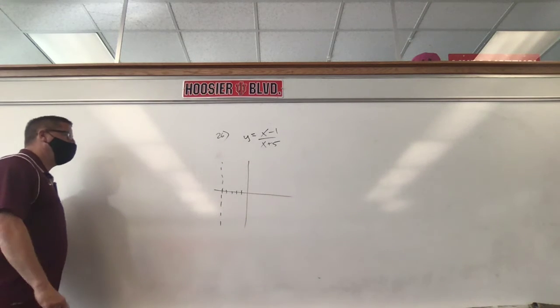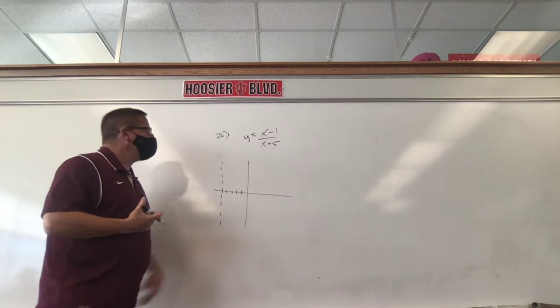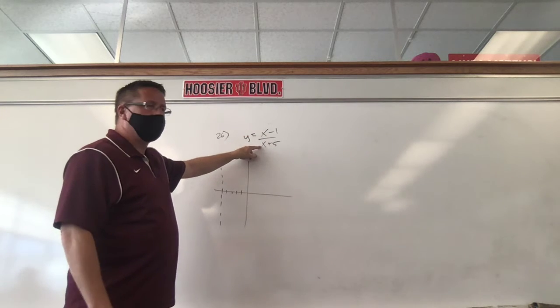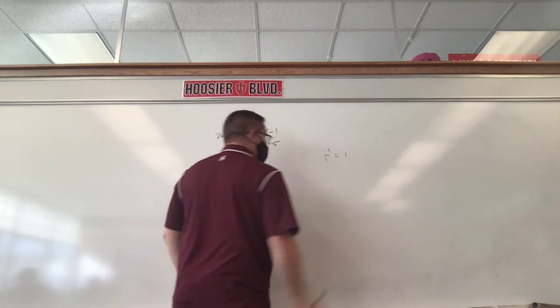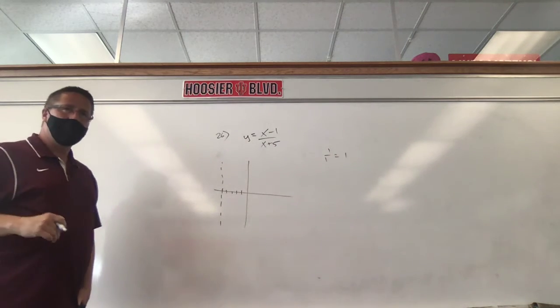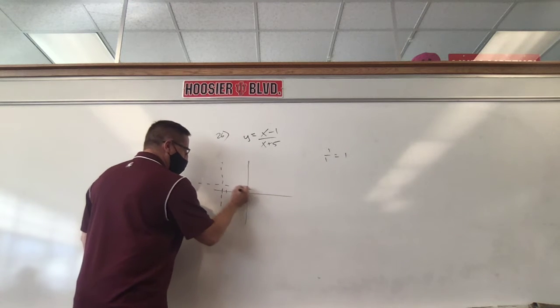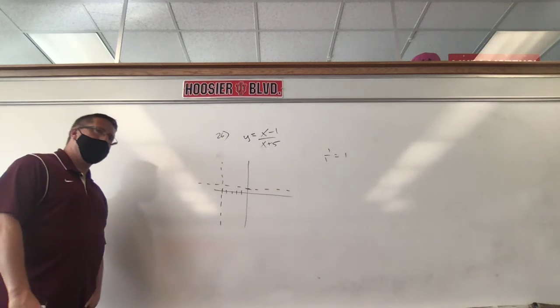That's our boundary, okay? Now for a horizontal asymptote, you take the lead coefficient here, which is a 1, divide by the lead coefficient here, which is a 1. 1 over 1, which is 1. So our horizontal asymptote is at 1. So we go up 1 and draw our horizontal asymptote. Now here's where it gets tricky, okay?